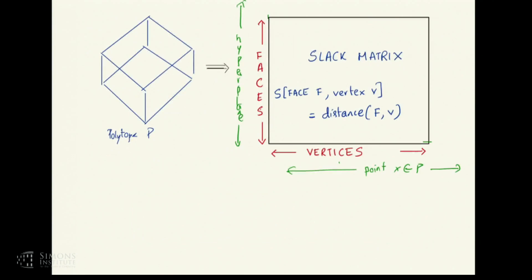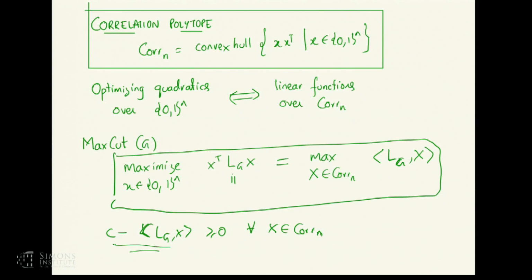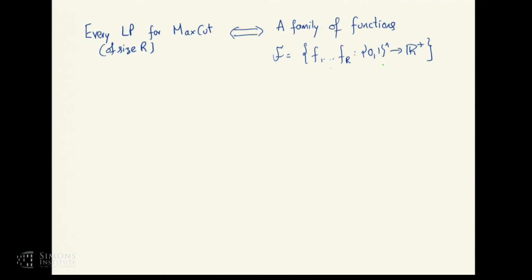So let me write it up. Basically, using this, the way we described it, every linear program for max cut of size R, or I could even say every extended formulation of the correlation polytope, corresponds to a family of functions on the hypercube.